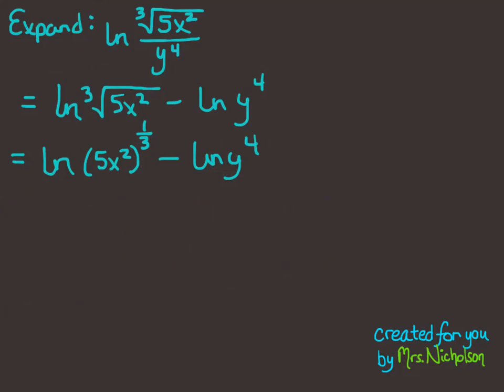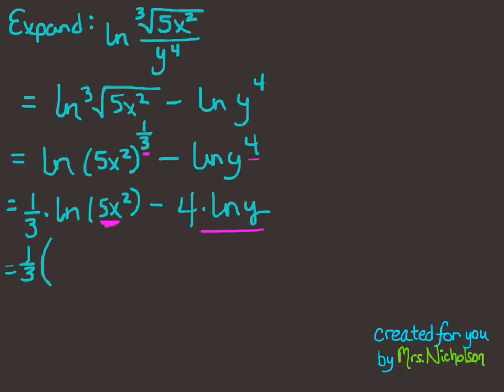So now for both of these terms I can actually apply the power property. I can take these exponents, the 1/3 and the 4, and move them to the front of their logs. 1/3 times the natural log of 5x squared minus 4 times natural log of y. So now my last term is as simplified as possible. This term is done. But here in my first term, I still have a product going on and I have another exponent. So let's deal with the product first.